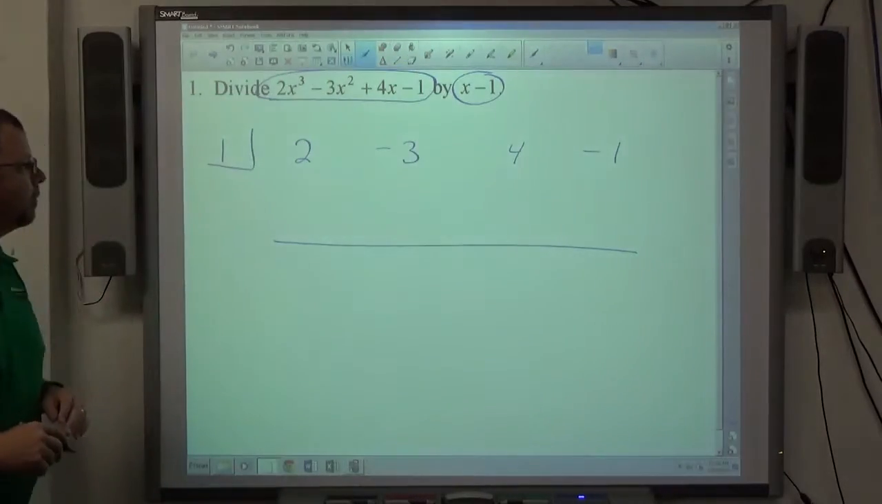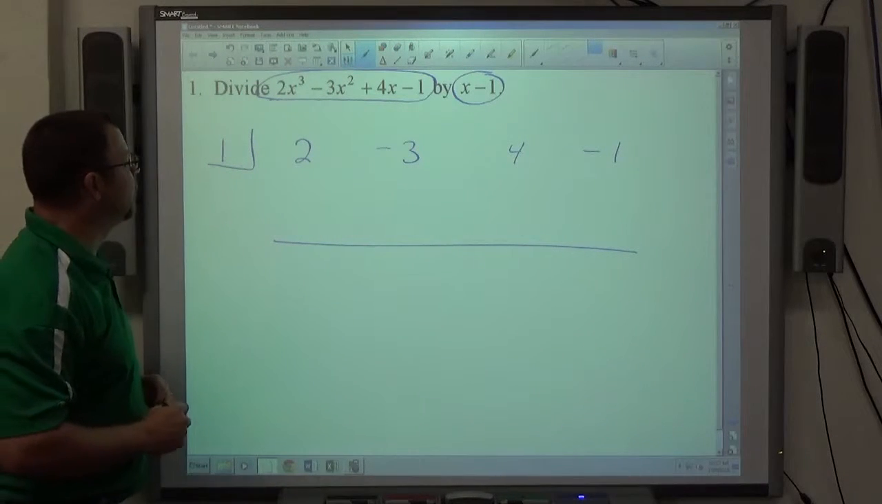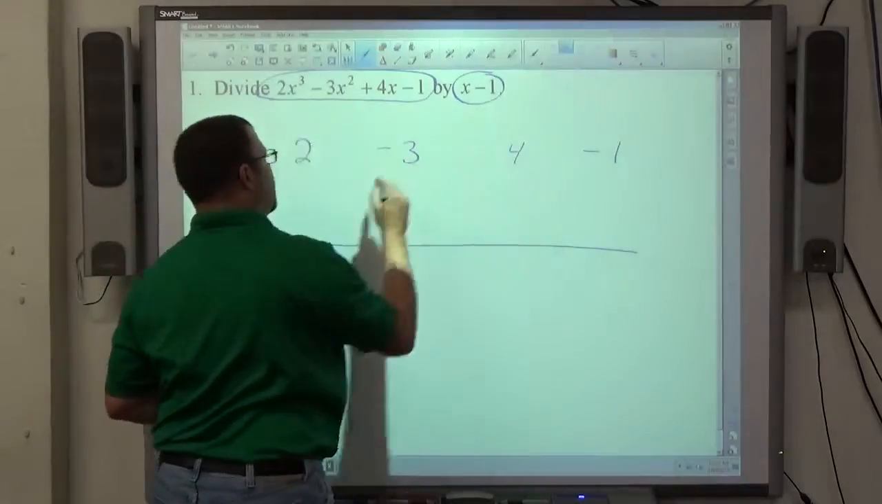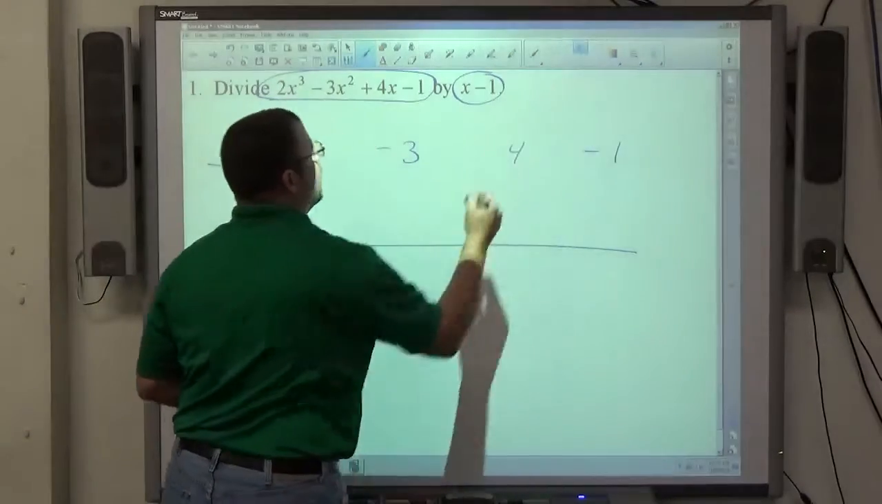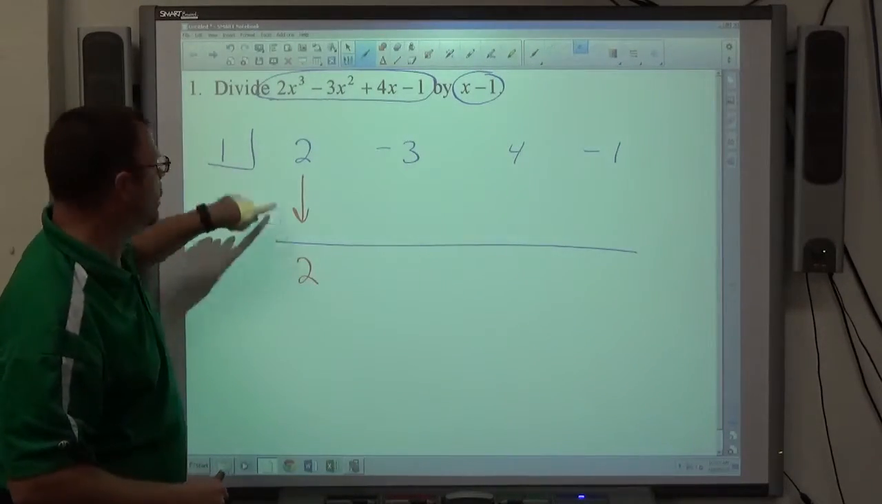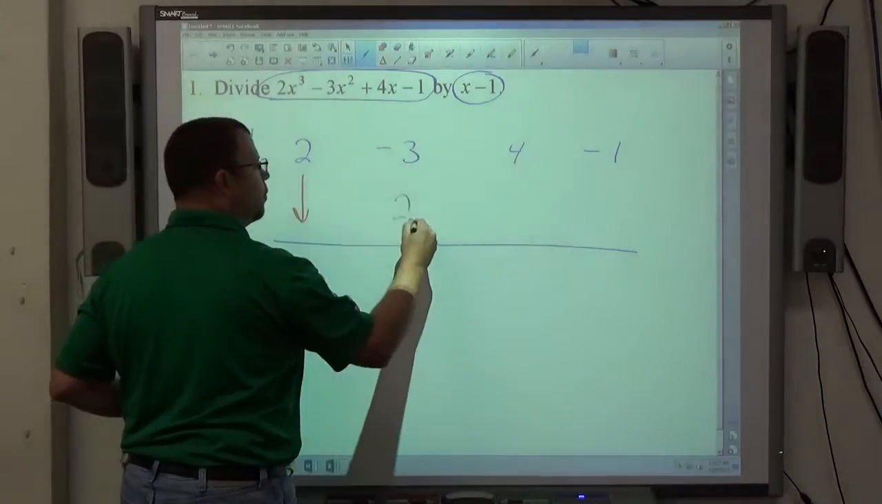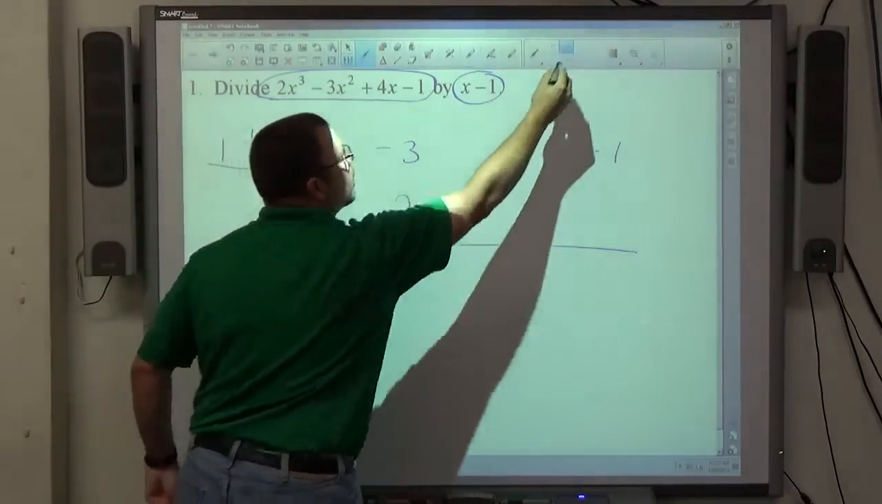Once you get the synthetic division set up properly, then it's just a matter of applying the synthetic division technique. The first step is to bring the first number straight down as is, and then we get every next number up here by multiplying the number we have down here times the number up in the bracket. So 2 times 1 is 2. We get each next number down by adding. Negative 3 plus 2 is negative 1.